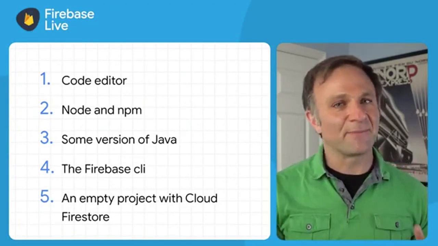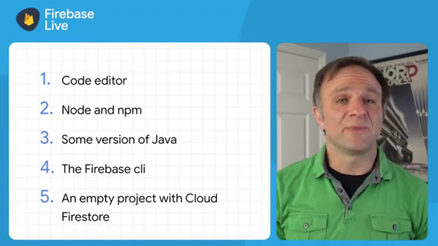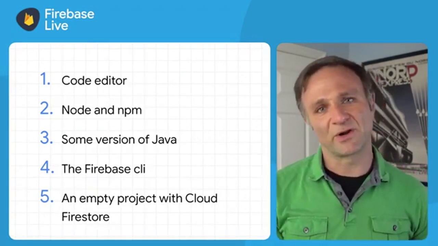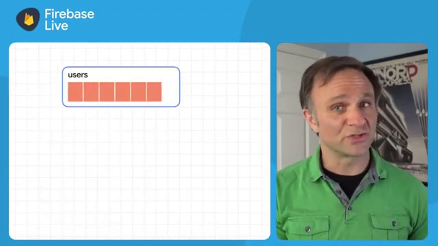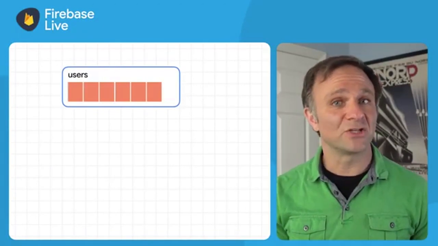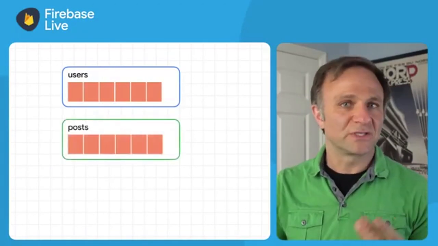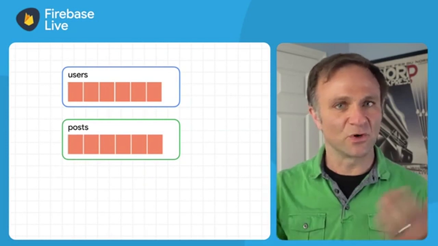Okay, so let's talk about the app that we are making in theory. Let's assume that we're making some kind of basic social networking app. Our database will have a users collection with a document to store information about each user. We'll have a post collection where users can share their thoughts with the world.